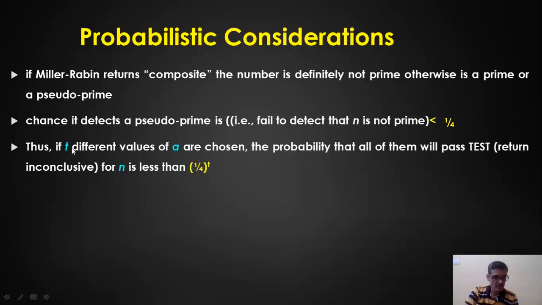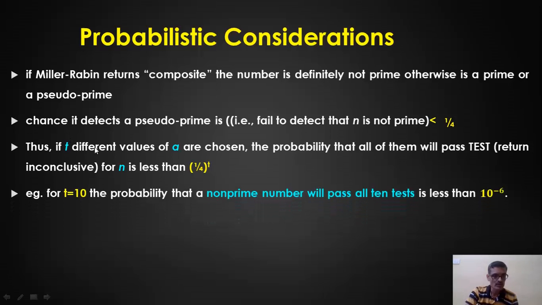Thus, if I conduct t number of tests with different values of a, t can be a big number. That means I choose different values of a. In that case, the probability that all of them will pass the test or return inconclusive for n is less than 1 by 4 to the power t. For example, let us say t equal to 10. The probability that a non-prime number will pass all the 10 tests is less than 10 to the power minus 6. A non-prime number saying that it is a prime number.